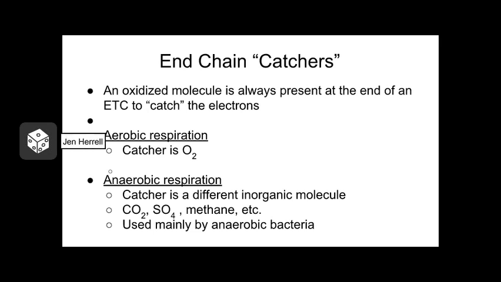Different forms of glucose metabolism use different end chain catchers at the end of their electron transport chains. Aerobic respiration, which is what we've been talking about, uses oxygen gas, O2. This is really the reason that we breathe oxygen gas. Without oxygen gas, the electron transport chain shuts down and we die. Now the oxygen gas is actually going to break down through this reaction. It's going to interact with those electrons coming off of the chain. It's also going to interact with some hydrogen ions, and it's going to form H2O, water, as a byproduct.